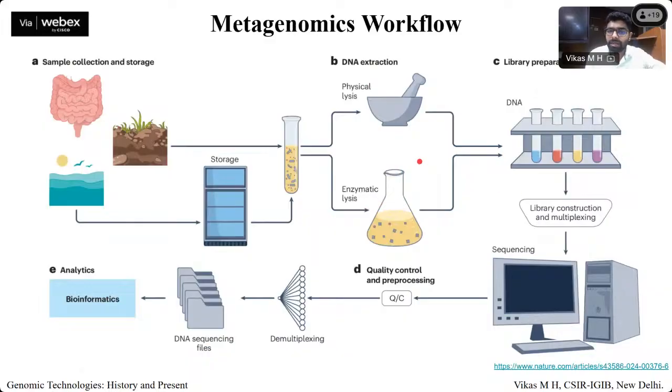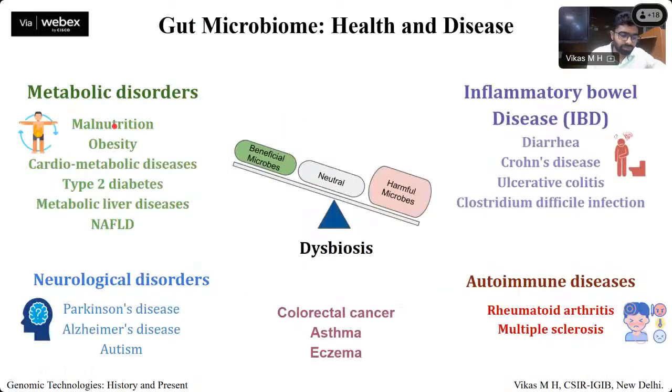And then once the DNA extraction is done, the basic sequencing steps will be used, like library preparation and sequencing. Once the sequencing is done, you can go through the quality control of the data, and then with bioinformatics approaches, you will be able to look for the microbes that are present in these particular sites.